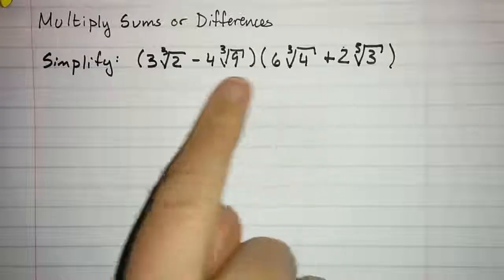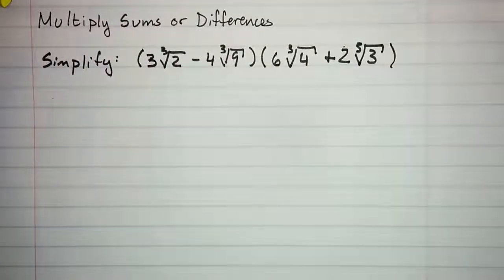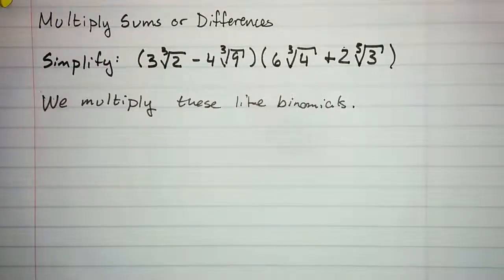Well, notice that we cannot combine either of these sums inside parentheses. So we have one expression with two terms added to another expression with two terms. We multiply these as if they were binomials. So what will we have?